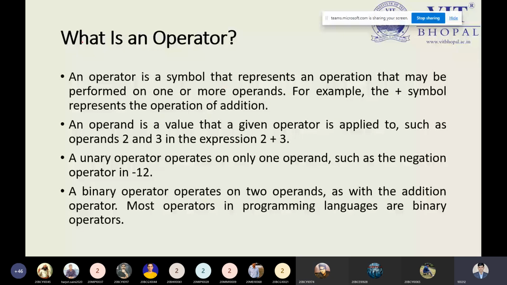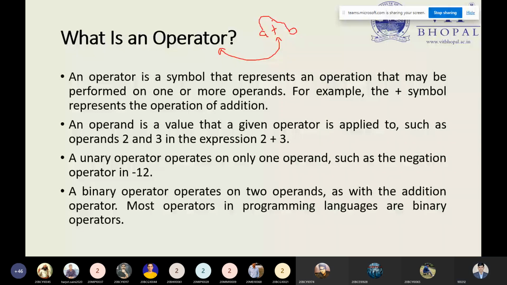Now, if you want to perform any operation between two values, then those values are recognized as operands. Like this is a plus. If you want to add two values, the addition will be performed on those two values, A and B. So this plus will be the operator, while A and B are known as the operands. Okay, am I right?